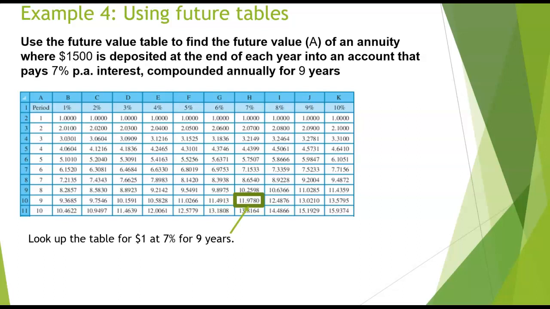That we're looking for. So we look up the value for $1. We multiply our $1,500 by the value for $1. We get $17,967. It's as simple as that.